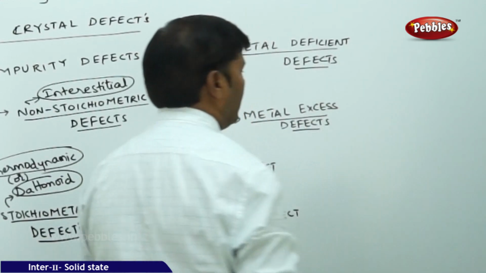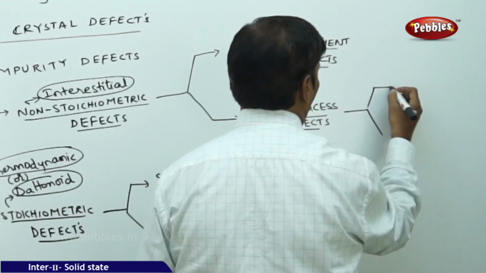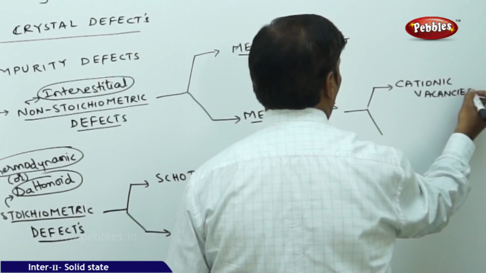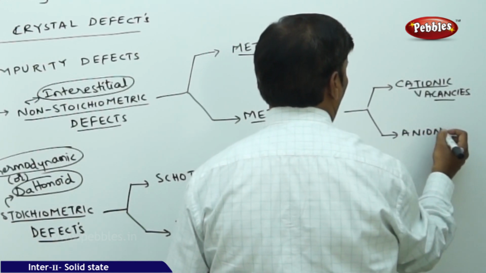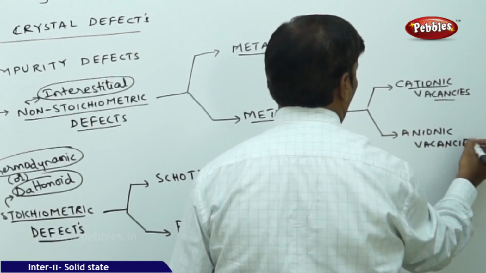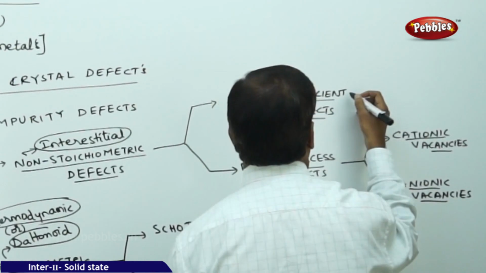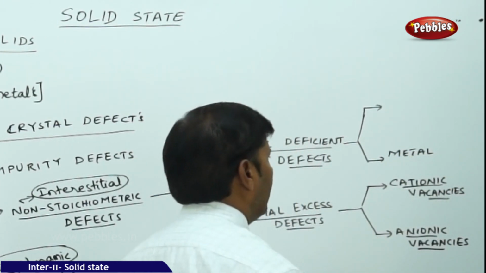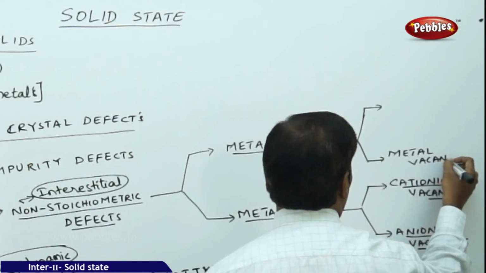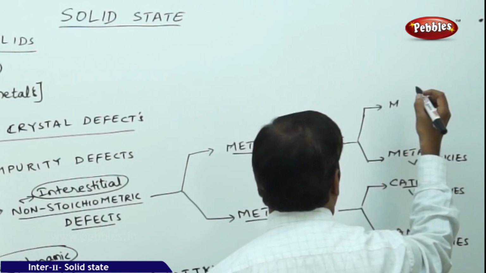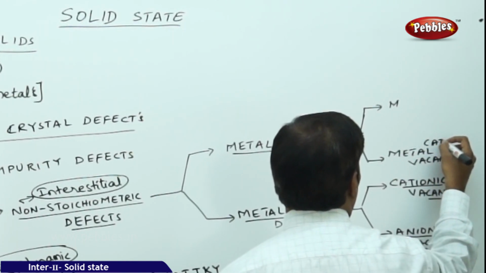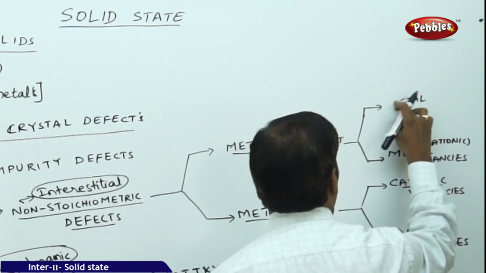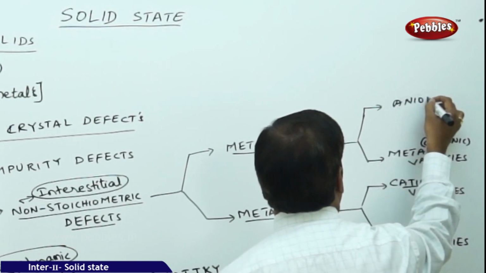Interestingly, in the metal excess defects we have two types of sub-defects again: cationic vacancies and anionic vacancies. Here also, if you go for metal deficient defects, the same thing is repeated. Here you take it as cationic, and here you can take it as anionic vacancies.